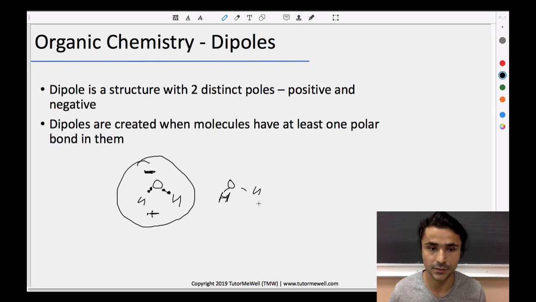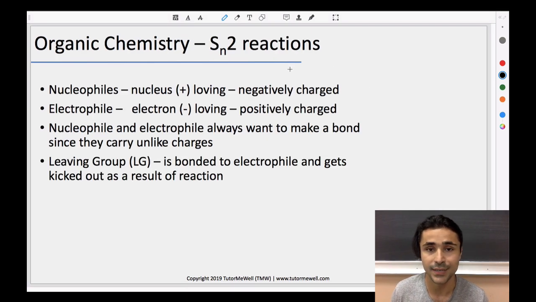So now we're going to talk about organic chemistry SN2 reactions and their importance in Biochem 311. So the 2 things we need to know is how to identify nucleophiles and electrophiles. So nucleophiles, that means nucleus loving. So nucleo means nucleus and philes means loving. Nucleus also means positive, right? Because nucleus is positively charged. So positive loving. And positive loving is going to be negatively charged. So that's our nucleophiles. Electrophiles are the exact opposite. So these are electron-loving guys that makes them positively charged.